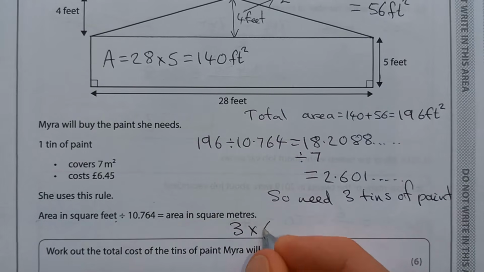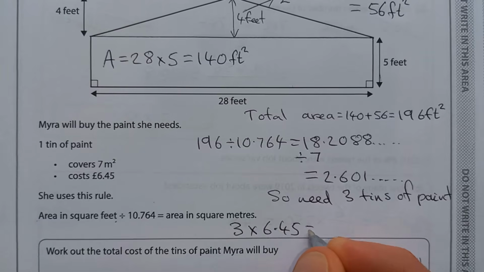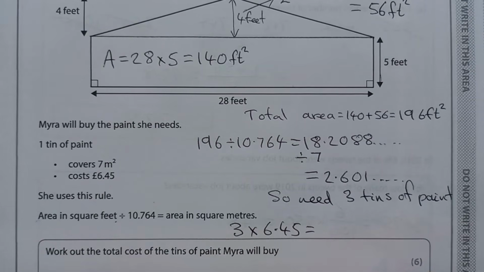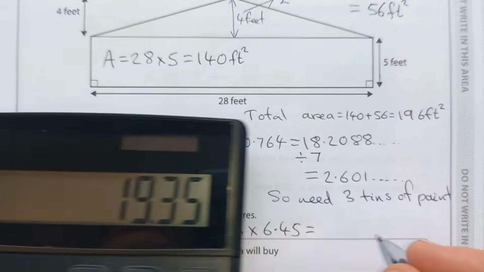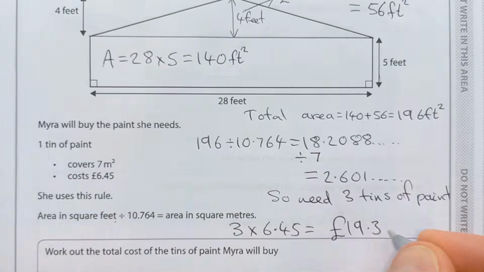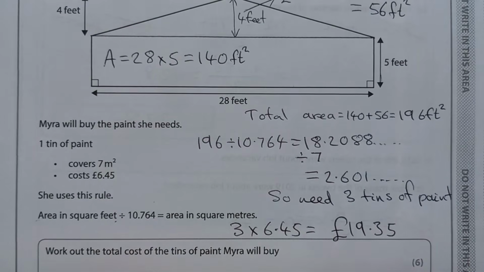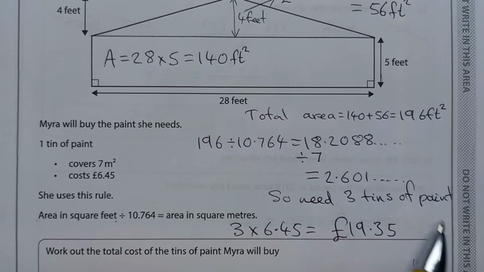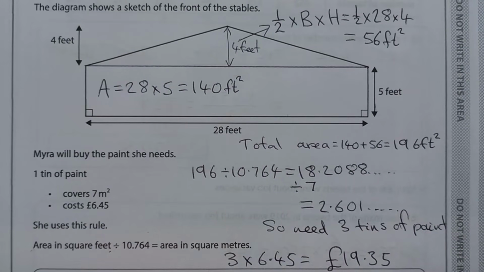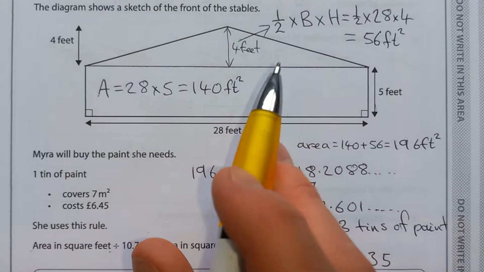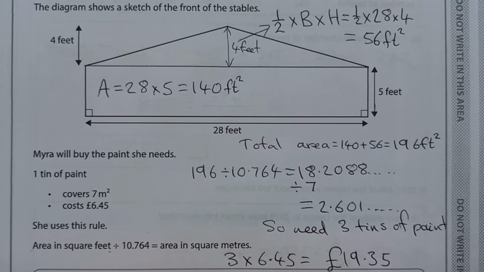Okay, so we've got 3 tins of paint. Each tin costs £6.45. So we can do 3 times £6.45, and that gives us £19.35. So 6 marks here, quite a lot to do, but if you think it through, or almost think backwards, so start with that end and think, well, if I need to work out the costs, I've got to know how many tins. If I want to know how many tins, I've got to know what the area is. If I need the area in meters squared, but the units on here are feet, I'm going to have to work that out, use the rule, and you get there.